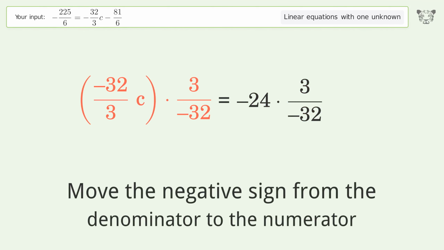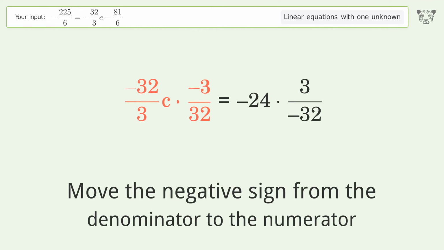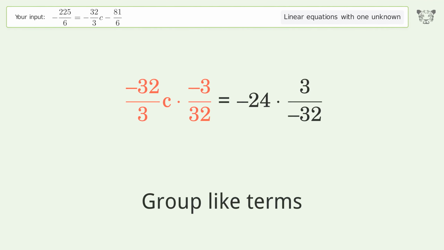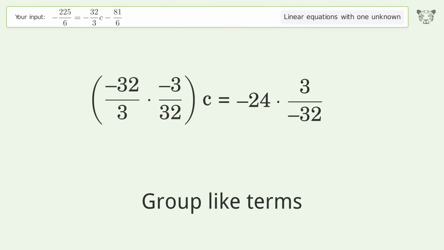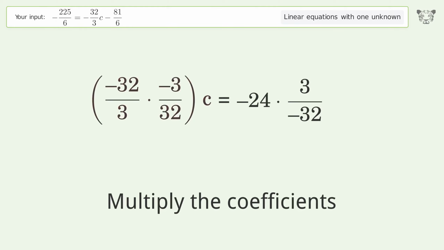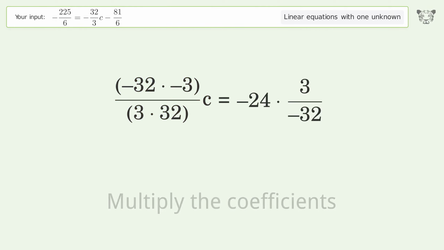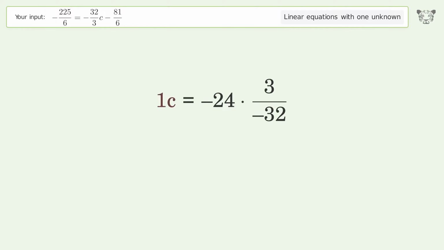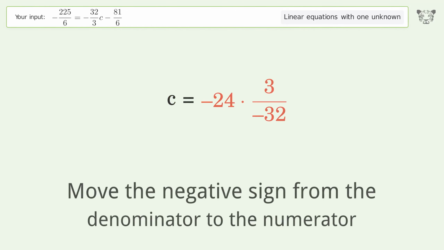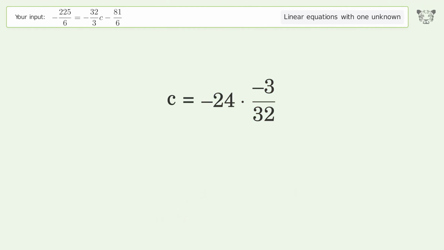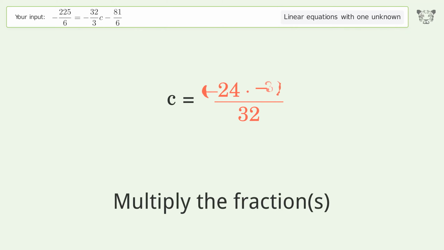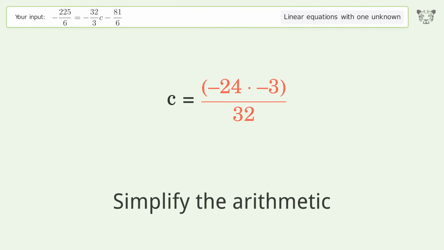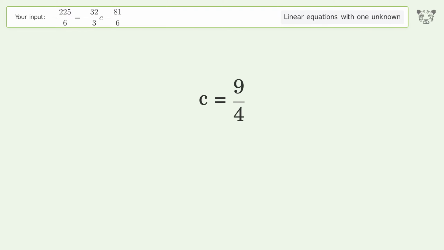Move the negative sign from the denominator to the numerator. Group like terms. Multiply the coefficients. Simplify the arithmetic. Move the negative sign from the denominator to the numerator. Multiply the fractions. Simplify the arithmetic. And so the final result is c equals 9/4.